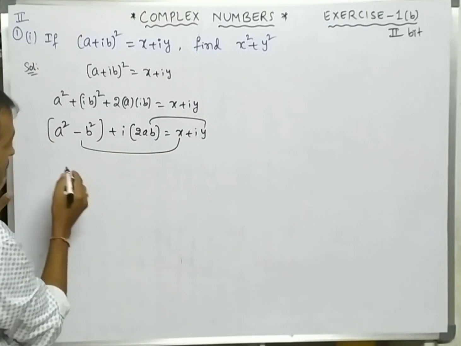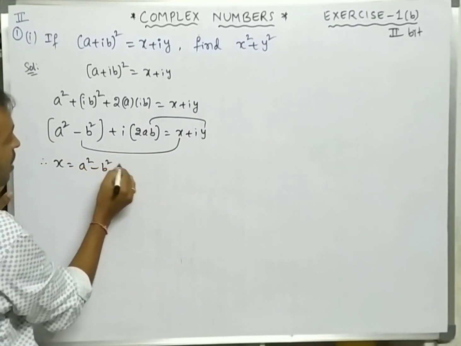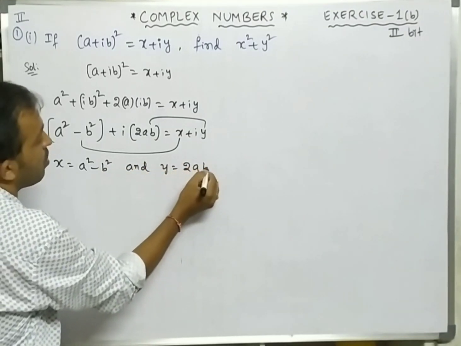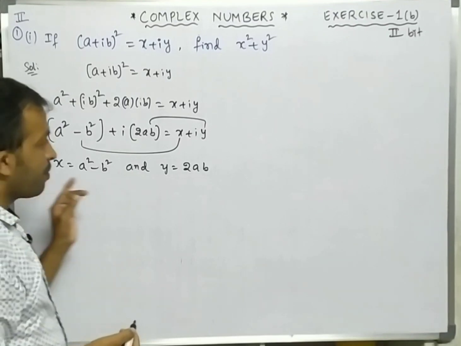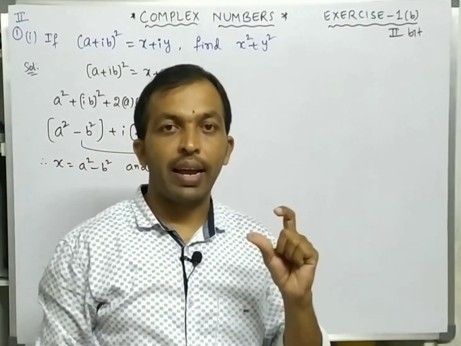Compare real parts and imaginary parts. By comparing, we get x is equal to a square minus b square and y is equal to 2ab. So by simplification we got the values of x and y.